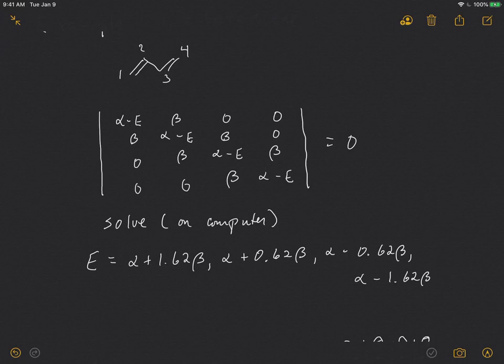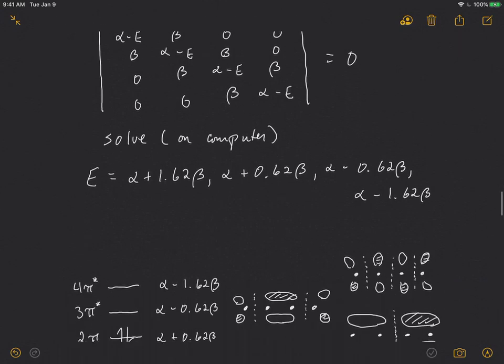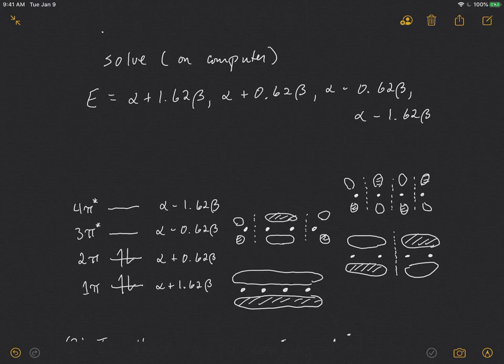And we get alpha plus 1.62 beta as one of the energy levels. That's the lowest energy level. Another one, alpha plus 0.62 beta, alpha minus 0.62 beta, and alpha minus 1.62 beta. And so we end up with this not quite evenly spaced, although I sketched here evenly spaced, ladder of energy levels. The energy difference between the lowest two levels is 1 beta. The energy difference between 2 and 3 is about 1.2 beta. So they're almost evenly spaced.